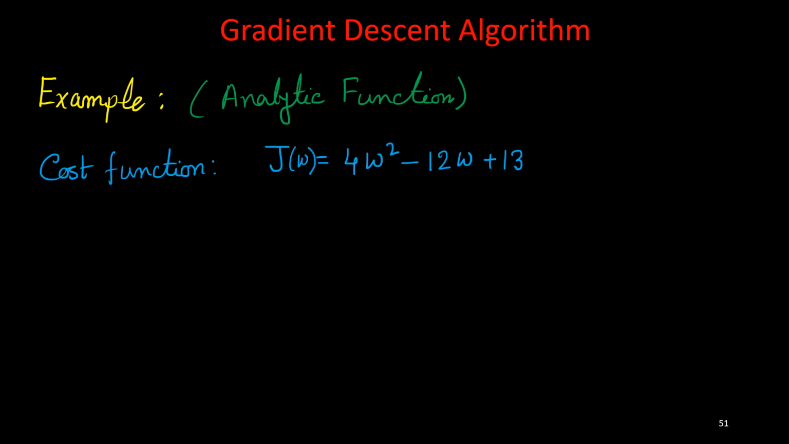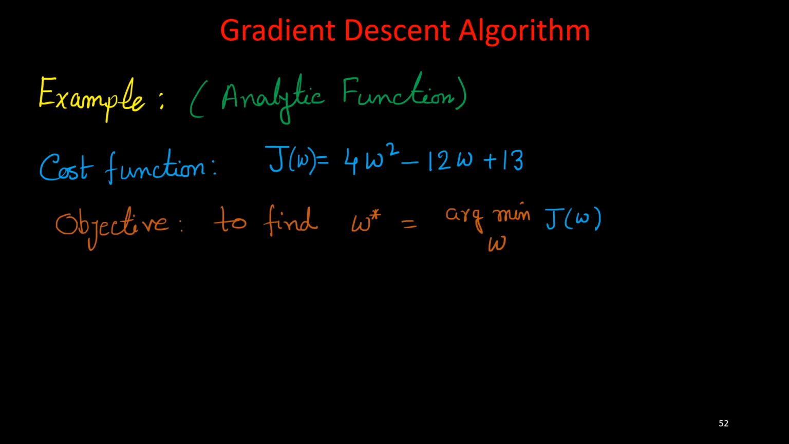So we'll consider first one analytic function, and suppose this cost function is J of w. It's a one-dimensional problem, only w. J of w is 4w squared minus 12w plus 13. So only one weight w, and this one we want to minimize. So the objective is to find w star, that is the argument minimum of this J of w. Which w will give you the minimum value of this cost, that is called w star.